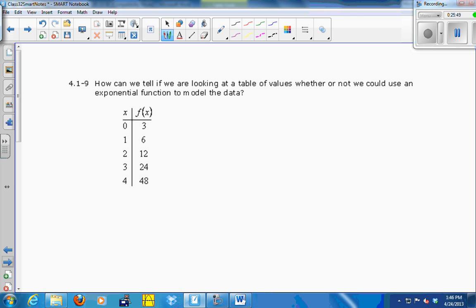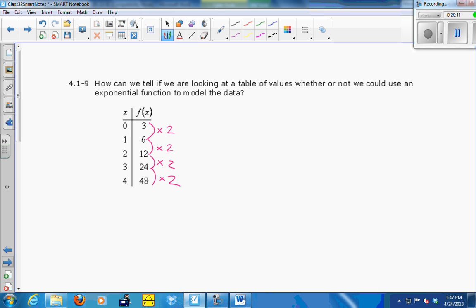All right, so the way you can tell just by looking at a table whether or not it's exponential, if your x's all go up by 1, your y's have to change by a constant factor. That's all. So you just look at, is there a constant factor that gets you from term to term? In this case, there is. It's times 2.